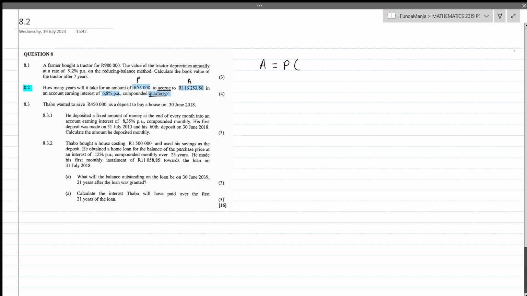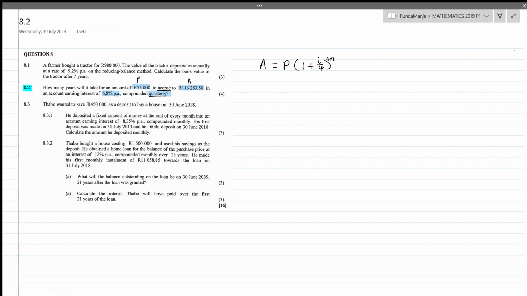So our formula would have a plus i to the power of n like that, because our principal amount, which is 75,000, is increasing to a value of 116,000, and we need to find out how long this would take. So compounded quarterly now means we are changing the terms of compounding, which means in a year we are compounding 4 times, and we should also divide our interest by 4 such that it applies over an entire year.